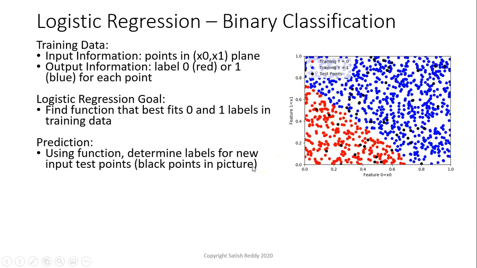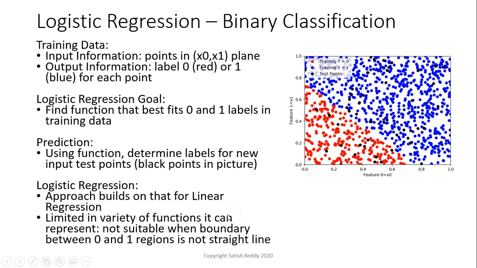Once that function is found, we can then determine labels for new input test points, the black points in this picture. So you can see if we find that function defined by this line, then for a black point here, we would predict a label of 0. For a point up here, we would predict a label of 1.